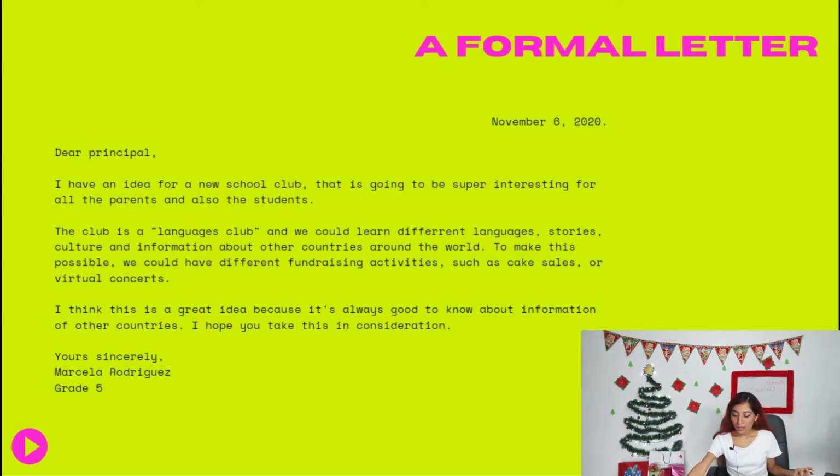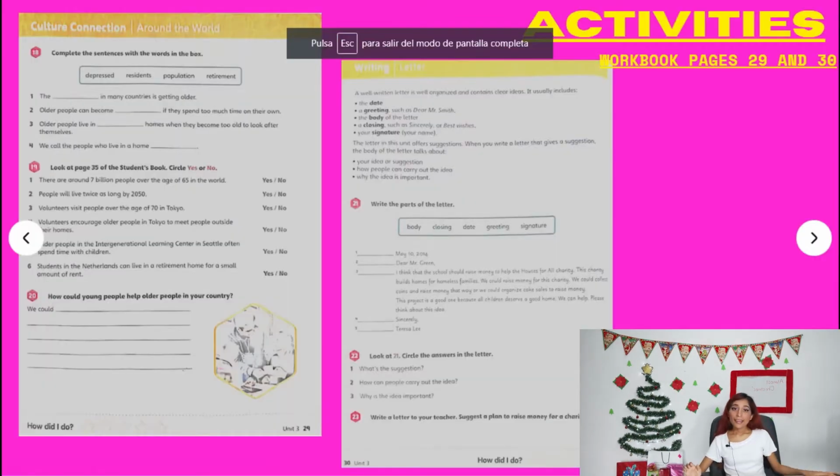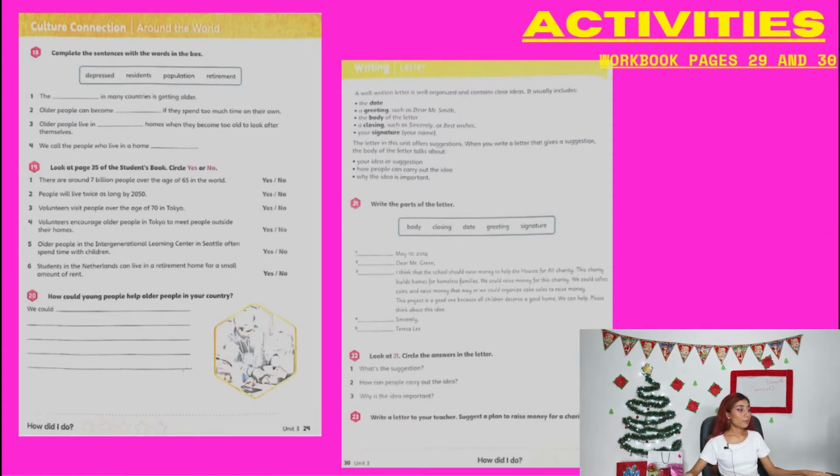Now, and this is important for you. If you have this, please copy this on your notebook because it's going to be pretty helpful. And so now we can go to the activities on the workbook. The activities that we have on the workbook are on pages 29 and 30, and it looks like a lot, but it is not. So first of all, we have activity 18, and it says complete the sentences with the correct words in the box.